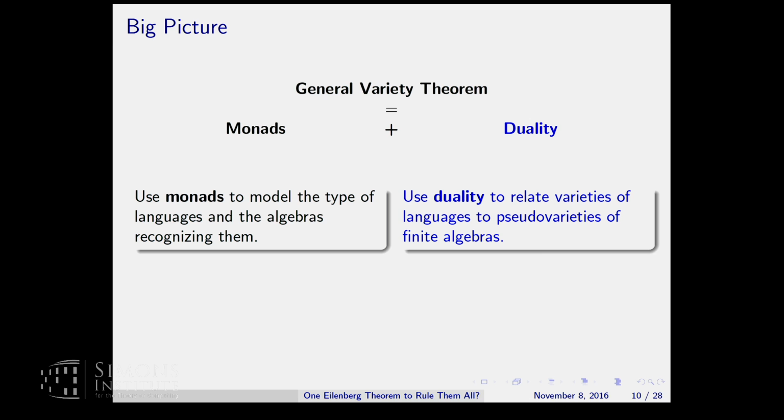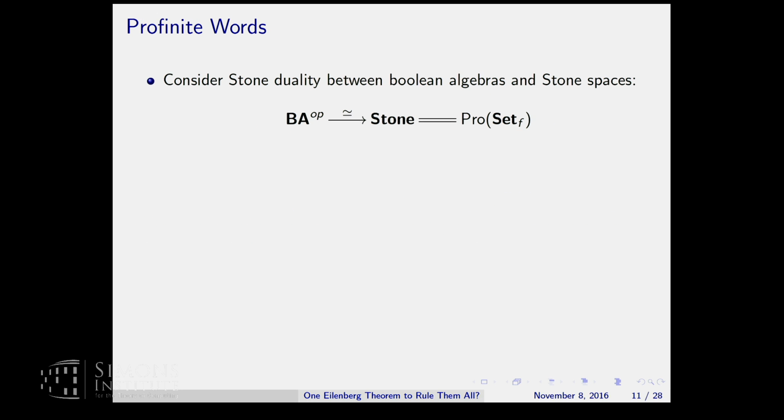What about duality? Now, if you look at the classical Eilenberg theorem, then somehow Stone duality plays a role in the background. One can see it essentially by looking at Pippenger's result from '97. So first of all, here we have Stone duality. We have the category of Stone spaces, which is dually equivalent to Boolean algebras opposite.